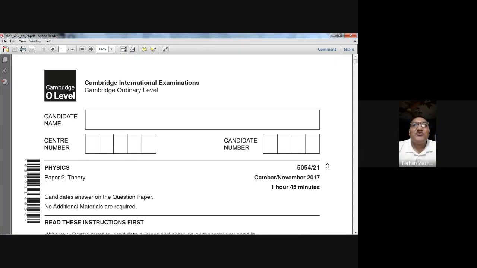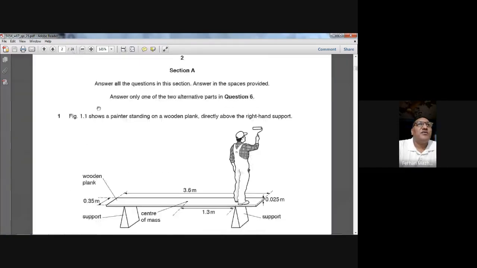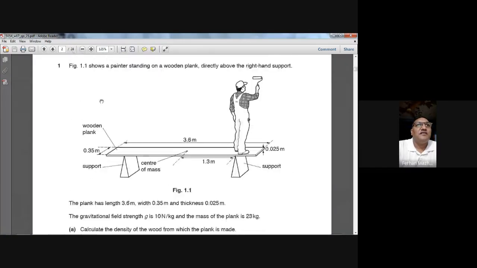Today we are going to solve the October-November 2017 paper 2-1. It's the Physics 5054 course, paper 2. So let's start. On your screen, you can see that today we are going to solve Section A of this paper. Section B of this paper we will solve in another video.